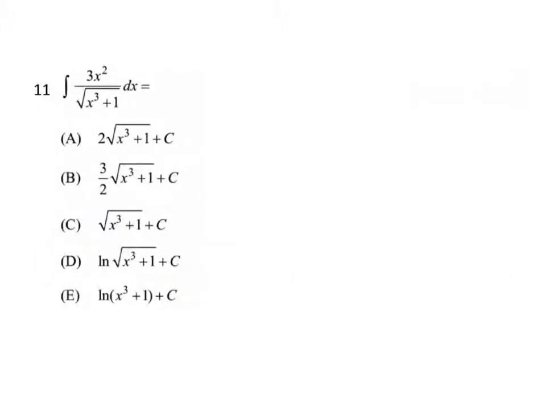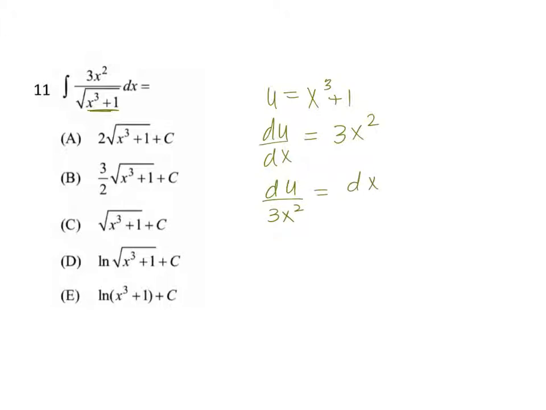Okay, our next problem is a U substitution, but I think a lot of people forgot that this stuff here is still under the radical. You are going to let U be x cubed plus 1. du dx is going to be 3x squared. And again, when we solve for that dx, we have du over 3x squared equals dx. We're going to come back and check that.